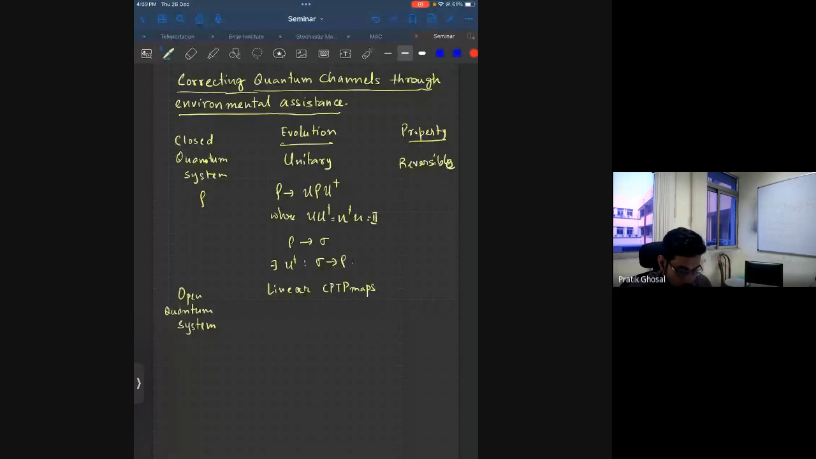Now, if we consider an open quantum system, then the most general evolutionary dynamics is mathematically represented by linear CPTP maps.